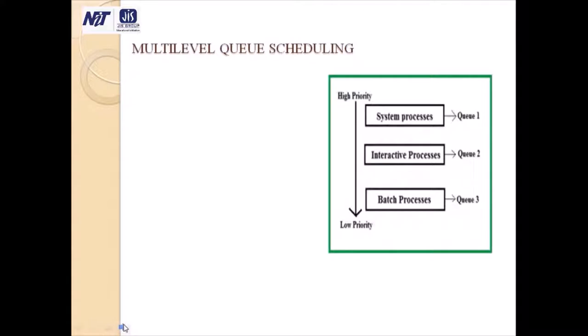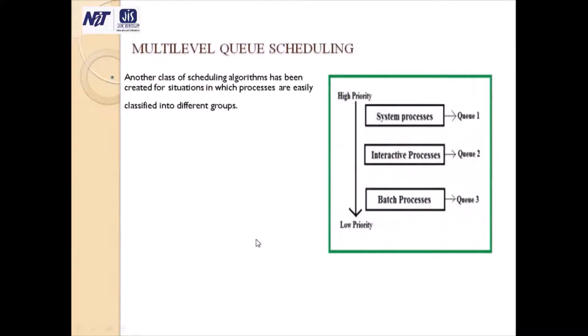So today we discuss multi-level queue scheduling. Just look at the picture. In this algorithm, the ready queue is partitioned into a number of ready queues. Here in the picture, we see there are three ready queues. Each ready queue is capable of loading the same type of job. That means for system processes there is one ready queue, for interactive processes there is another ready queue, and for batch processes there is another ready queue.